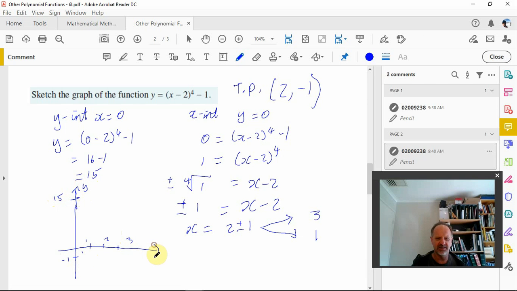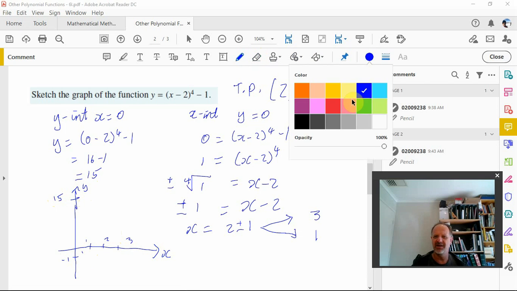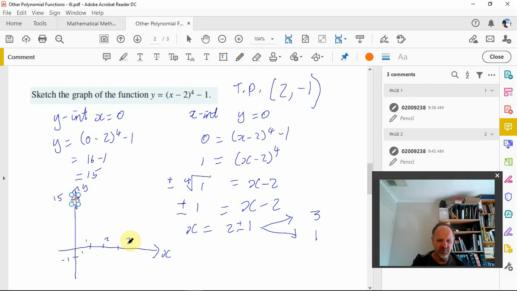Better label my axes. Let's now change the colour of our pen. I'll do it orange. So we have a y-intercept at 15. We have a turning point at (2, negative 1). We have x-intercepts at 3 and at 1. So our graph goes like so. Same techniques as we have done before with other graphs.